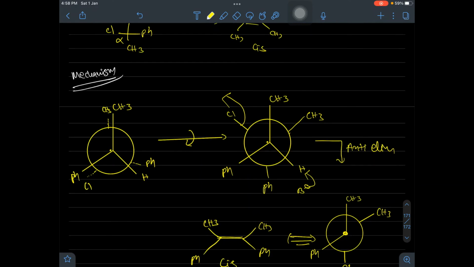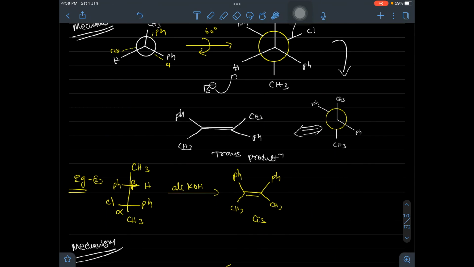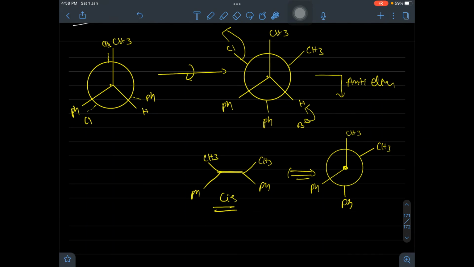So based on the substrate configuration and structure, the E2 elimination reaction takes place in an anti manner and leads to formation of either a cis product or a trans product. Trans is more stable there. But here, based on the substrate, E2 is anti-elimination and leads to either a cis alkene or a trans alkene, but E1 will give both.